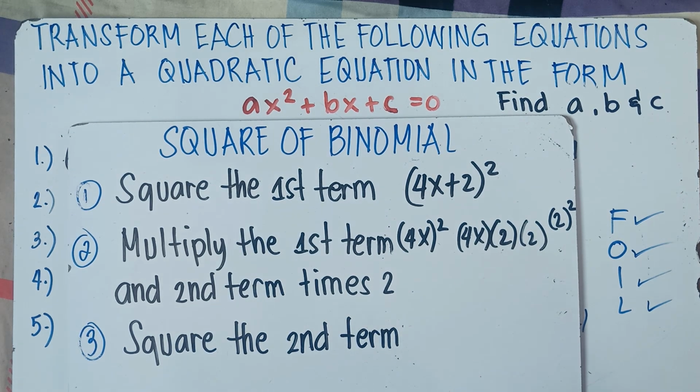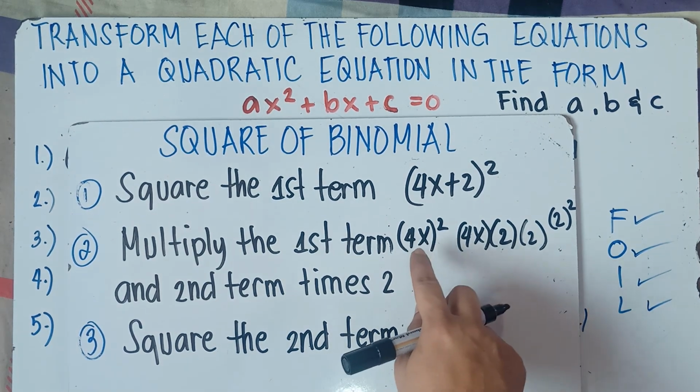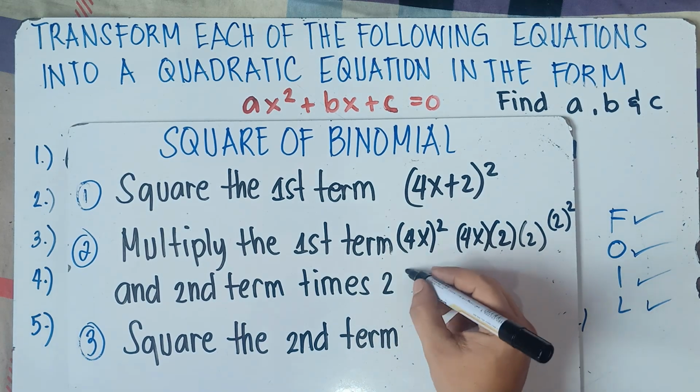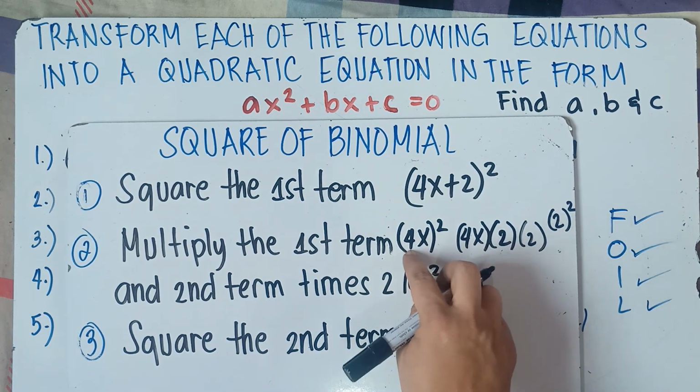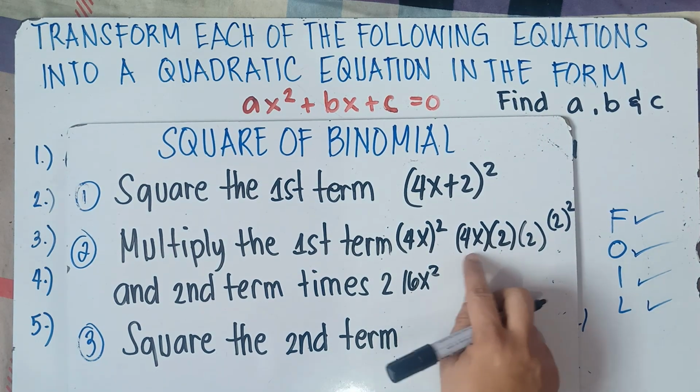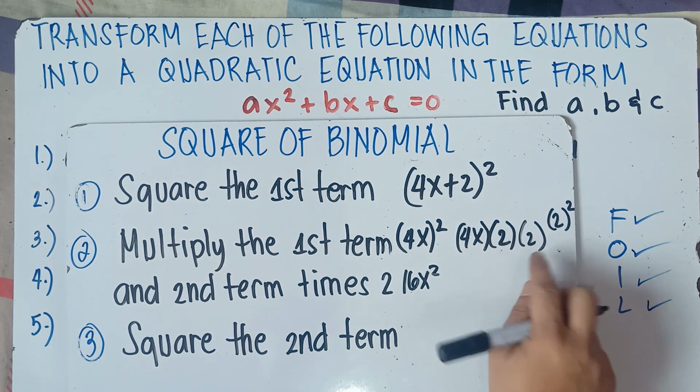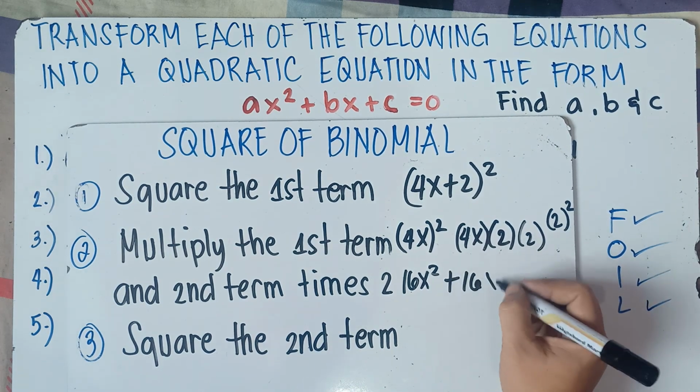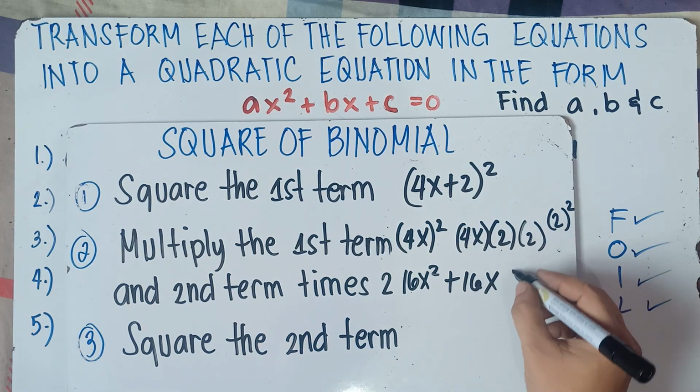Alright, and then we simplify 4x times 4x. Once again, square means you multiply this expression by itself twice. 4x times 4x, that would be 16x squared. 4 times 4 is 16. x times x is x squared. Then 4x times 2, that's 8x, times 2, that's positive 16x. And then 2 times 2, that's positive 4.